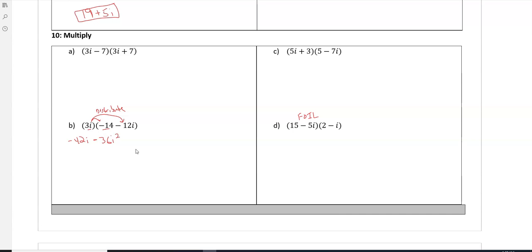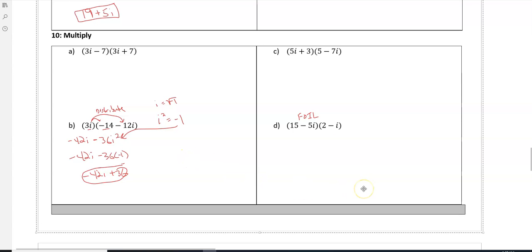36i squared. And you need to remember your imaginary numbers rule that i squared is equal to negative 1. Because i is the square root of negative 1. So i squared is equal to negative 1. So anytime you get an i squared, you plug in a negative 1 for it. So this is actually negative 42i minus 36 times negative 1. So it's negative 42i plus 36. See that those two negatives will flip positive. So it'd be negative 42i plus 36 is my answer on B.